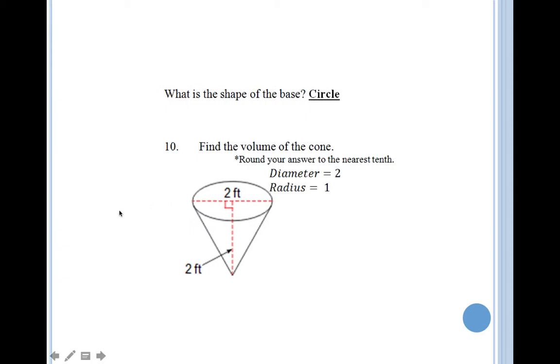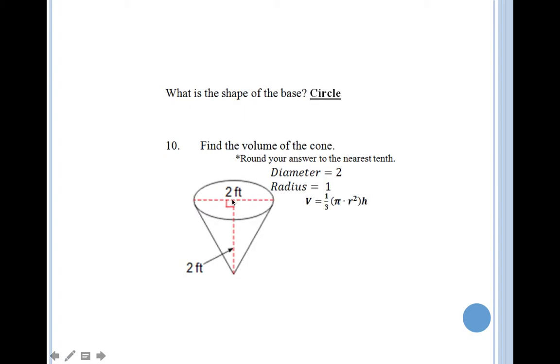So as I was saying before you paused, this right here is not the radius. This is the diameter. So in order to figure out the radius, you're going to divide the diameter by 2. 2 divided by 2 is 1. So the radius is actually 1. Which makes sense because here to the edge is 1 if the whole thing is 2. So you're cutting it in half.